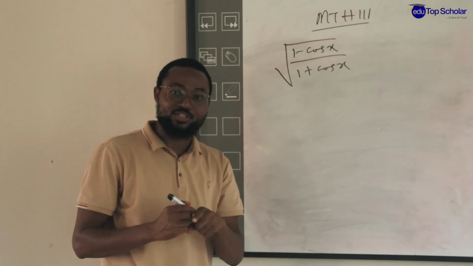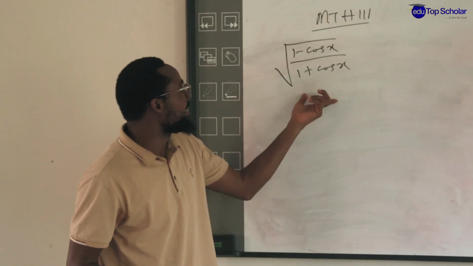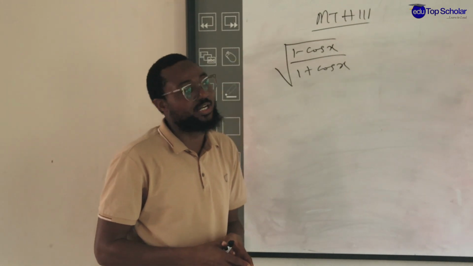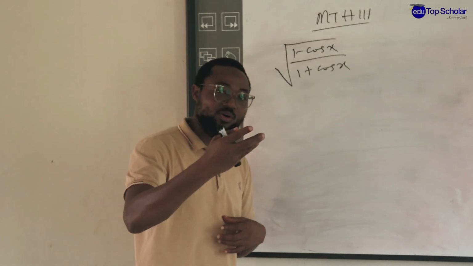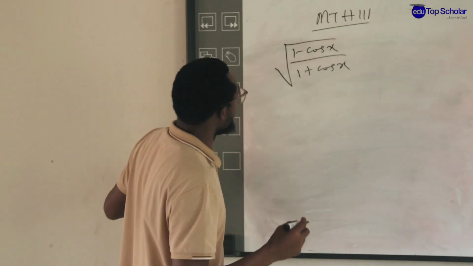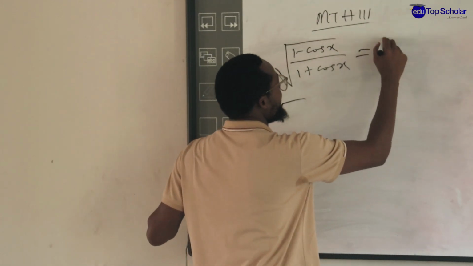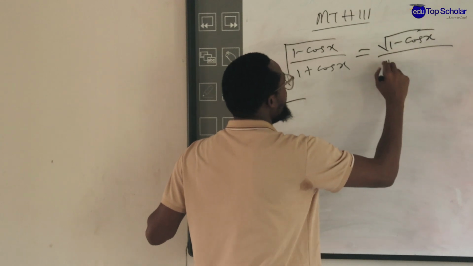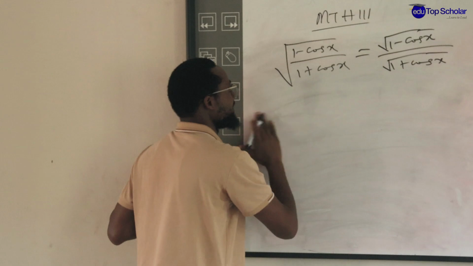Don't forget, the definition for rationalization is by taking the conjugate of the denominator of any quotient form of surd, using it to multiply both the numerator and the denominator. That is what we want to do. By surd way, we have rationalized. So this is the same as root 1 minus cos x over root 1 plus cos x. And now we can rationalize this.